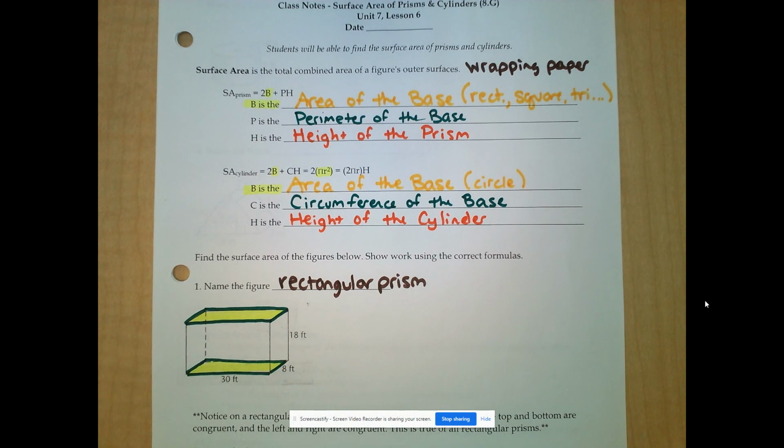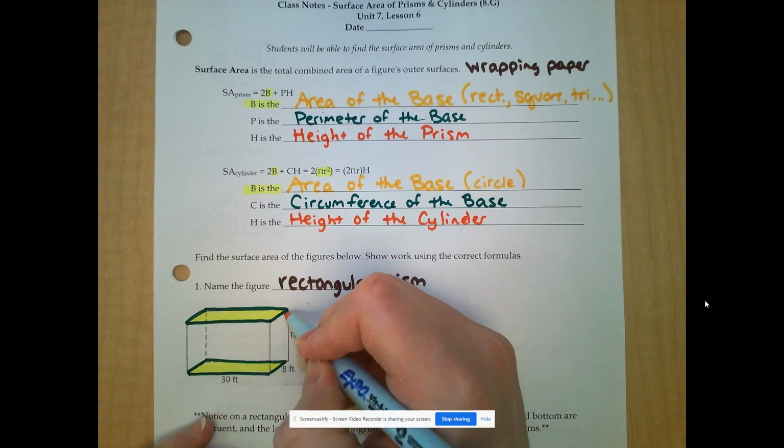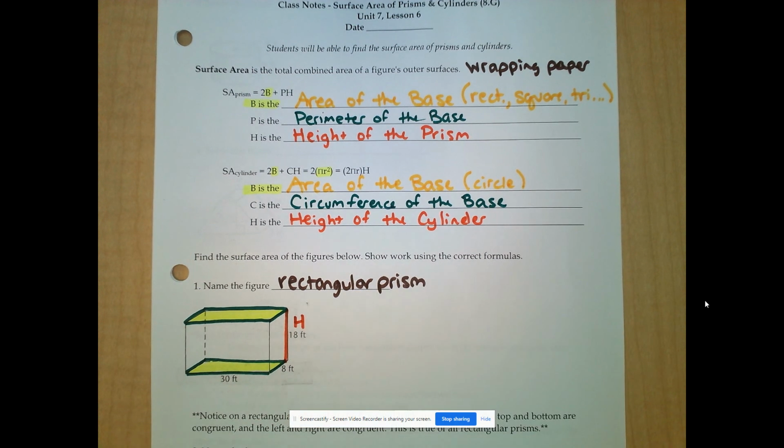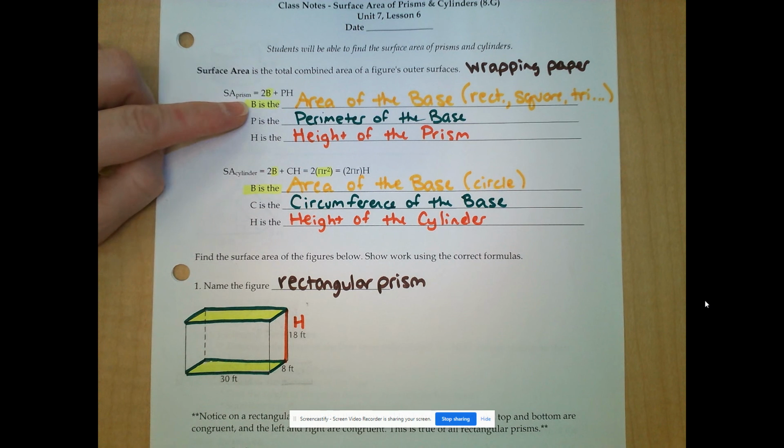Last but not least is height. And you'll notice it's capital H, height of the prism. That is the height as in how far is it from one base to the other base. Height is not necessarily up and down. So we're going to take a look at some that have both properties. First, we need capital B, the area of the base.